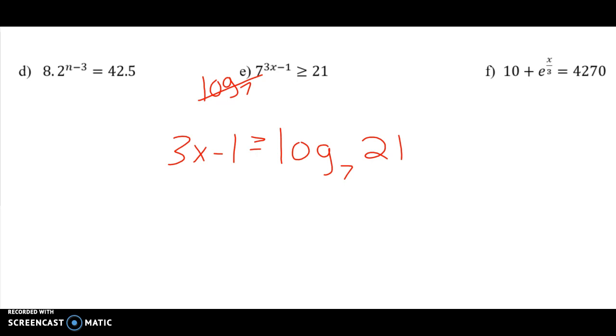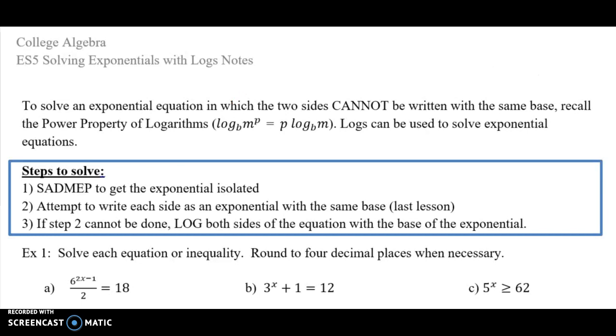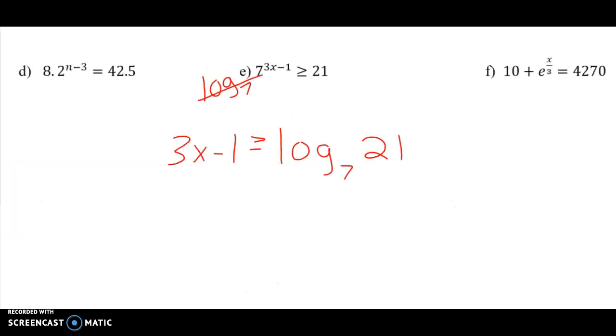Do you get that one? This one's not any different. Yeah, the same thing. What did we do on B? We log base 3 both sides to cancel out the 3. Now we log base 7 both sides to cancel out the 7.